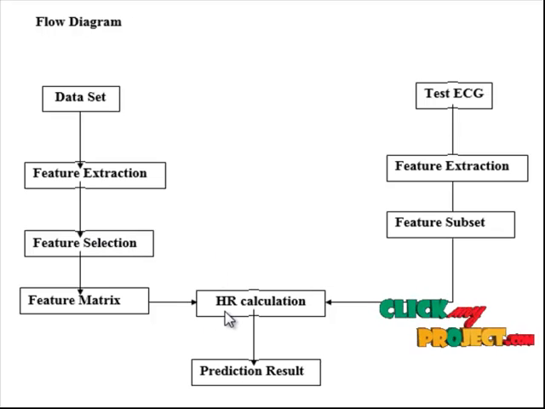Next, in the abnormality detection stage, cardiovascular abnormality detection is based on the heart rate, that is the HR calculation. HR is calculated from the extracted features of the ECG signal by finding the inverse of the RR interval, which is the time difference between two consecutive R peaks present in every QRS complex. Finally, we obtain the prediction result. With the prediction result, we evaluate the performance of our system.